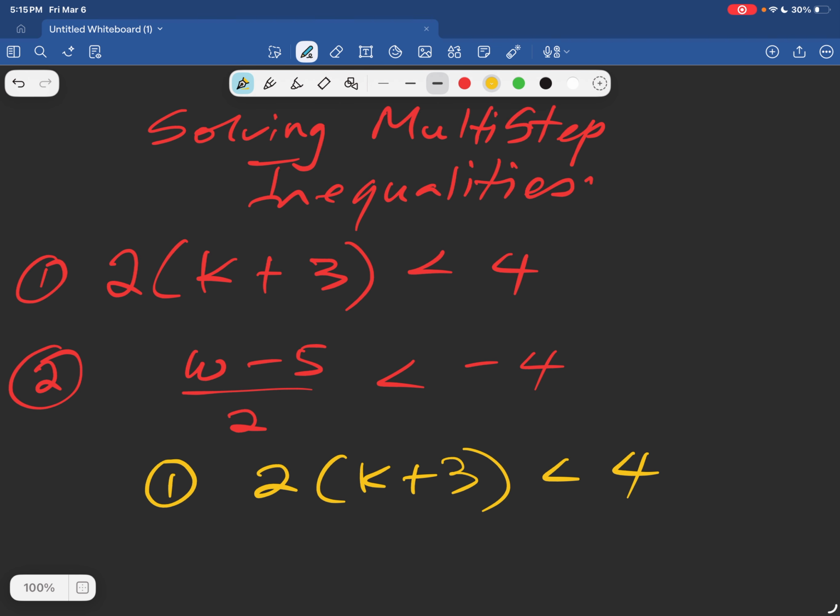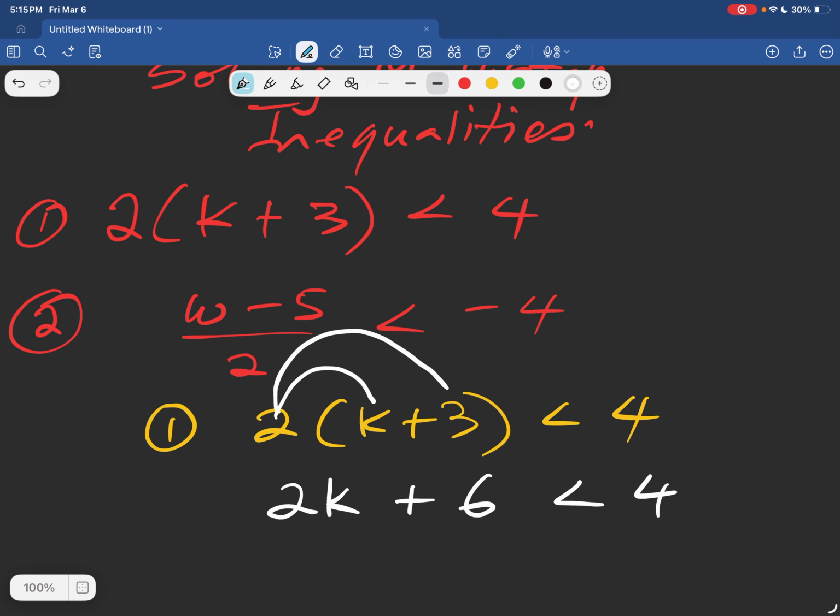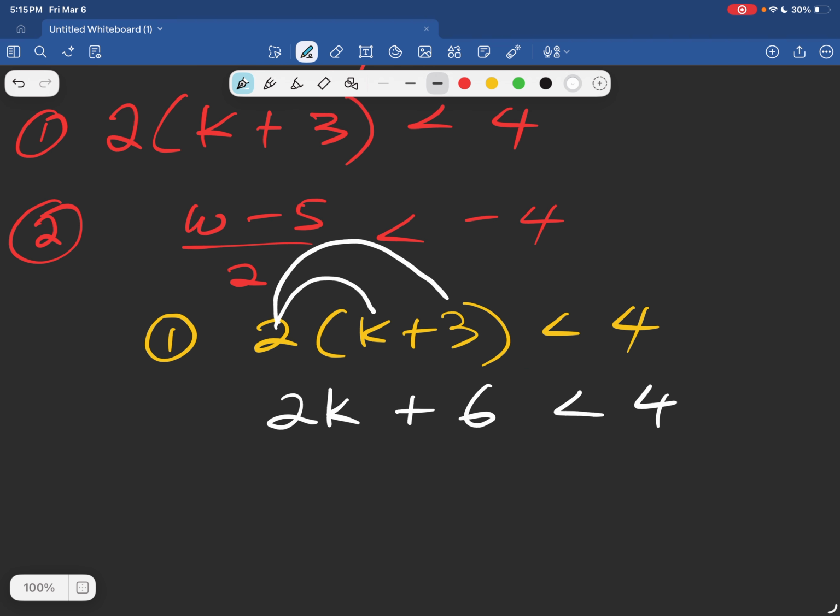Most times, it's best if you distribute. In this case, you don't have to, but it would take a little bit of explanation to show you when you can and when you can't. So let's just go ahead and distribute. We're going to take 2 and use it to multiply k to get 2k. We're going to take 2 and use it to multiply positive 3 to get positive 6. And all of that is less than 4. That's using the distributive property.